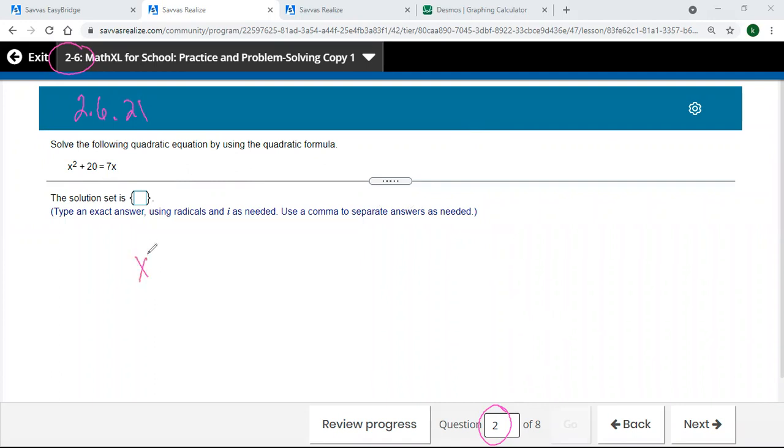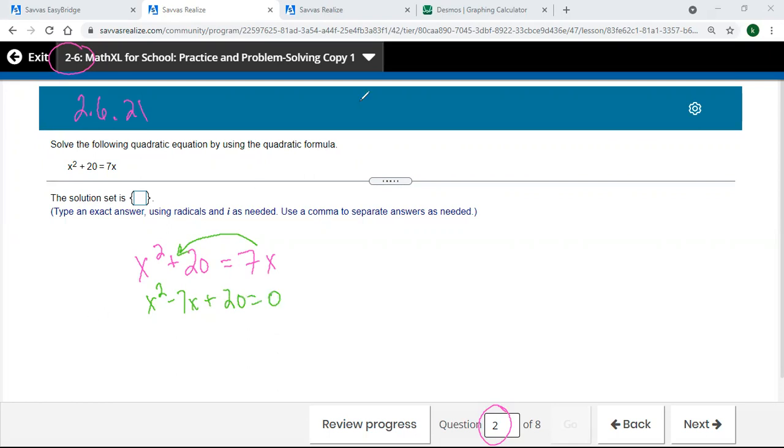And so the problem, however you want to describe it, the unique thing on this question is the fact that we're not in standard form to start with. So we've got to bring that 7x over, meaning subtract it from both sides.